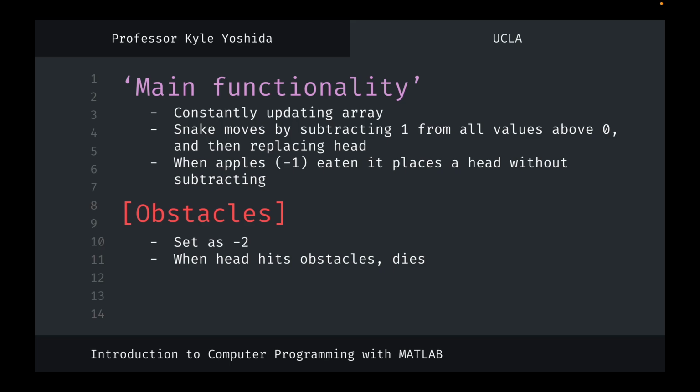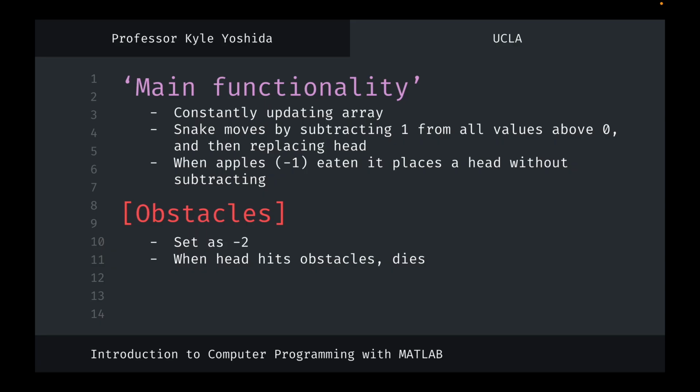Diving into how the code works, the foundation of the code is built on a 20 by 20 matrix that serves as a game board. Using this, we can assign numbers and track the position of the snake, the predator, the obstacles, and the apple. In our array, which is constantly updating, we can assign 0 as empty space, positive values as the snake, and negative numbers are the apples, obstacles, and the predator.